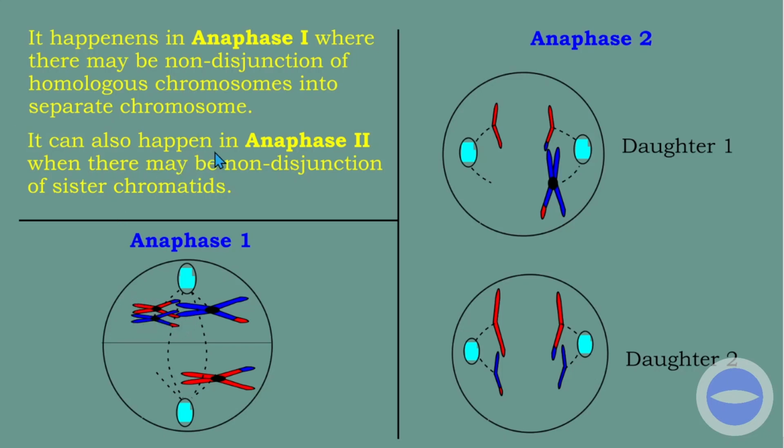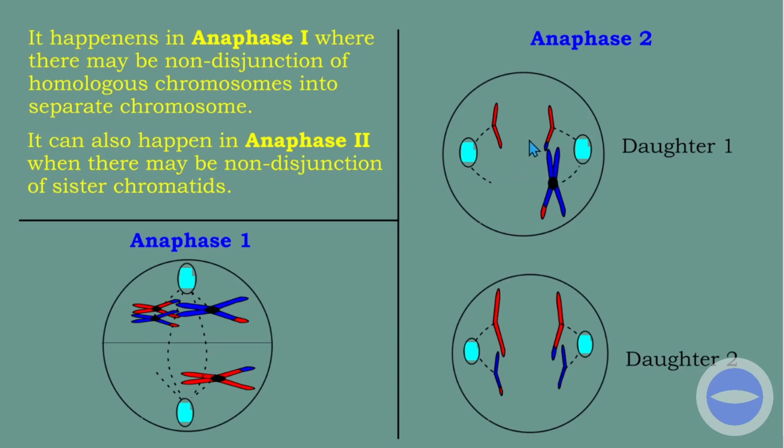It can also happen in anaphase 2, when there may be non-disjunction of sister chromatids. Meiosis 2 takes place in two daughter cells. Here I have daughter 1. The non-disjunction happens in this cell. Instead of the sister chromatids separating, they do not separate; they go to the same side. You can see here the chromatids separate perfectly, but here they do not separate. So this is where the non-disjunction takes place in anaphase 2. You must be able to differentiate them because they will show you diagrams, and you must understand these diagrams. Here it happened in anaphase 1, meiosis 1. This one happens in anaphase 2. This is very important.